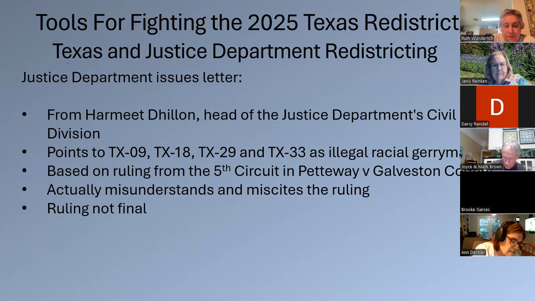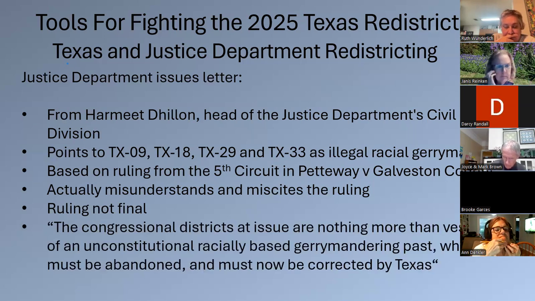Also the ruling is not final. It's back down at the district court level being reheard, so there are things which can still happen there. This is a quote from the ruling: "The congressional districts at issue are nothing more than vestiges of unconstitutional racially based gerrymandering."